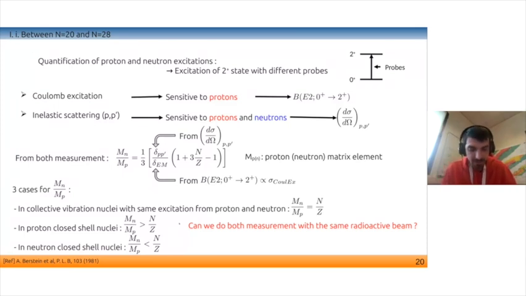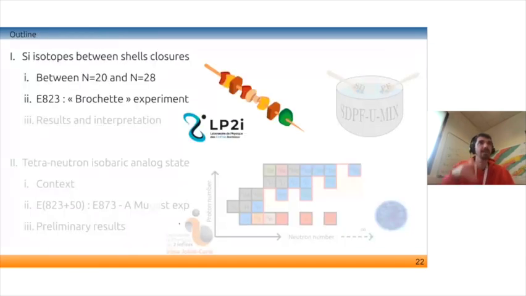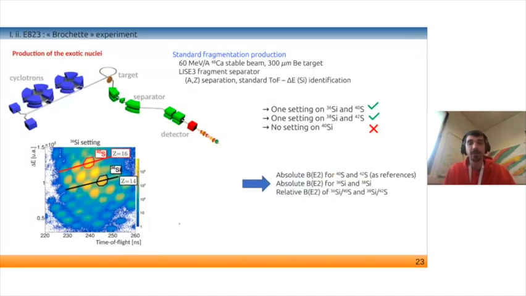In fact, and yes, of course, we can do both measurements by using a brochette mode experiment. So why brochette mode experiments? I will now detail this experimental setup, and why it's because of the radioactive beam.